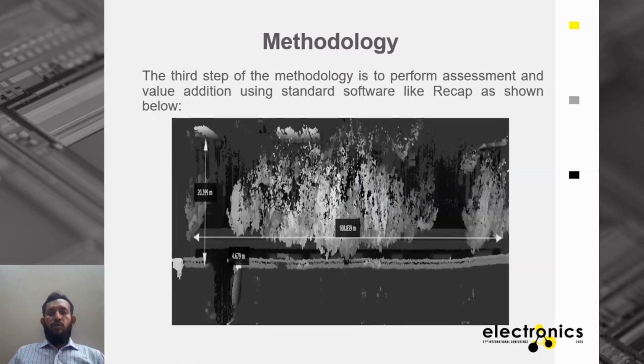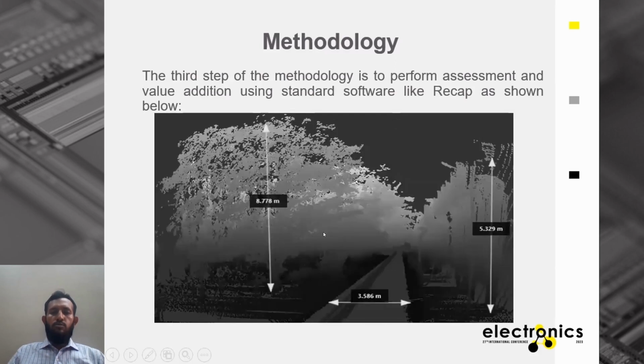Now, after this step, the last step is some assessment of this map and some value addition if required by the user. There are many softwares available. We used Autodesk Recap and loaded that 3D map into this software, and you can do different calculations at runtime. For example, we calculated the total path length and the width of 2 walls, and if you would like to see the height of the trees, all these things are possible in that software.